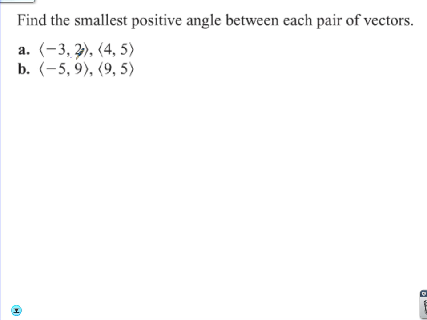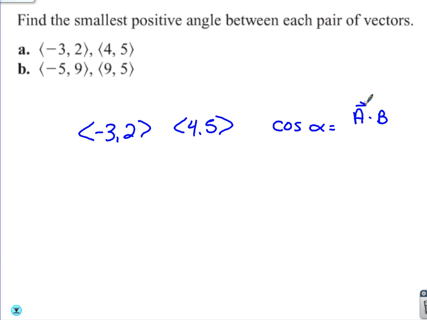Vector A is the first one, (-3, 2), and B is (4, 5). I want to find the angle between these two vectors. Your formula for finding the angle between two vectors: the cosine of alpha is equal to A dot B divided by the magnitudes of the two vectors. Raj, find the dot product of these two vectors for me, please. Multiply the x's, multiply the y's, and add them. What do you get?